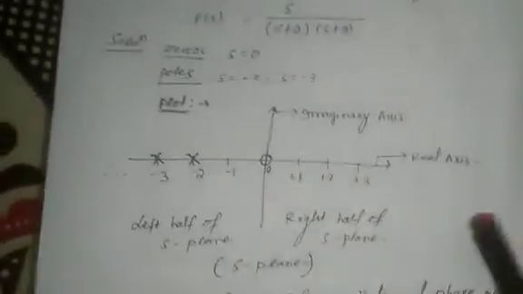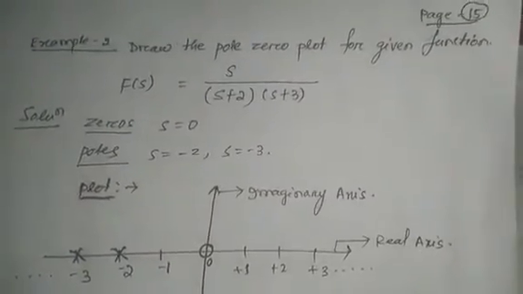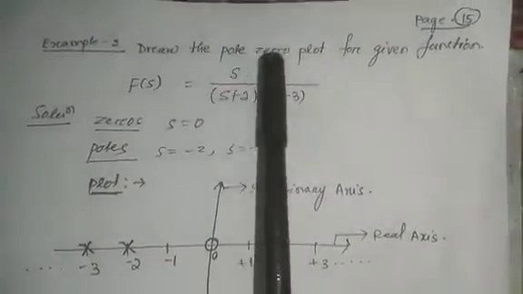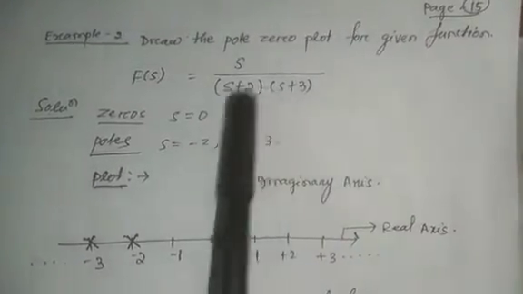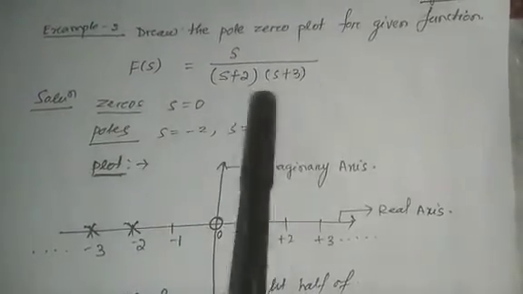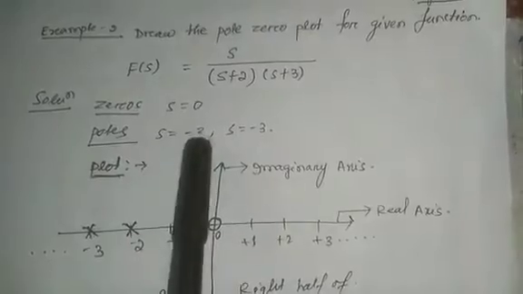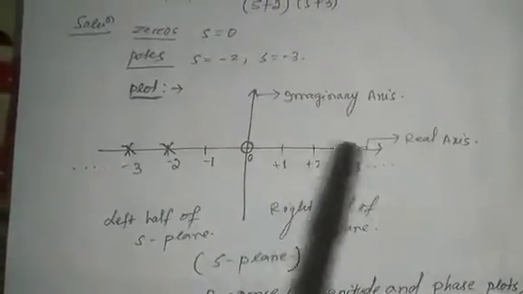Okay. You see example number 2 here. Draw the pole zero plot for the given function F of s is equal to s divided by s plus 2 into s plus 3. For the pole zero plot, first you identify zeros and poles. Zero, s is equal to 0. What are the pole points you see from the denominator? s plus 2 is equal to 0, s is equal to minus 2. s plus 3 is equal to 0, s is equal to minus 3. These are the pole points. Then what is the plot? In the s plane you now draw. You take one axis that is called the real axis, and this one is called the imaginary axis or j omega axis.